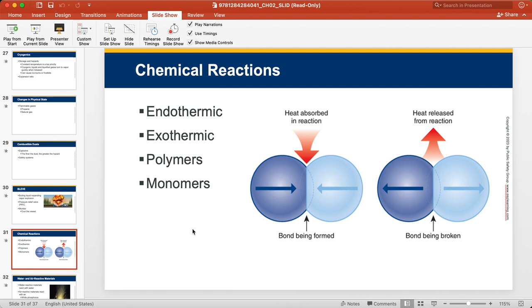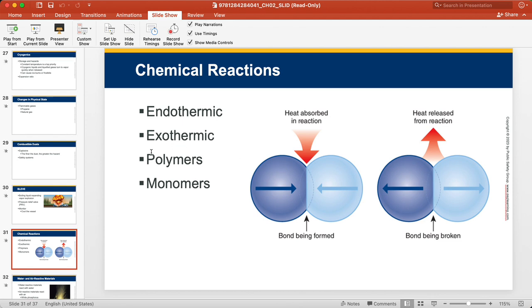Anytime that you have heat absorbed in a reaction, it's called an endothermic, which means to take heat in. And anytime that you have a chemical chain reaction where it gives off heat, that is called an exothermic. So endo, think of it as drawing the heat in, and exo, where it's exiting the heat out. In an exothermic reaction, the covalent or ionic bond is being broken, which creates heat. And then when you have a bond that's being formed, it takes the heat in.